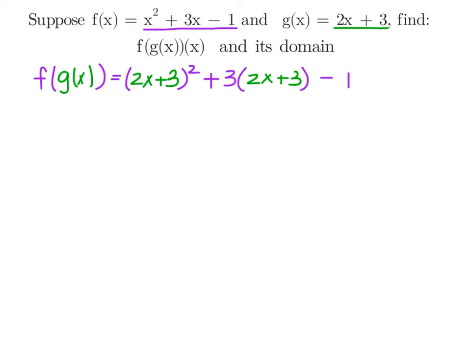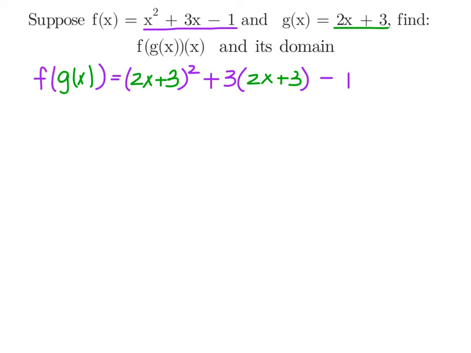And here's how I start this problem. I consider g of x as a function in green right here, and I am going to plug that 2x plus 3 in for wherever I see an x in my f of x, because f is the thing on the outside. So that means that g of x is my input. So I'm going to put a 2x plus 3 and square it, because that's the first term in f of x, and I'm going to add 3 times 2x plus 3, that quantity, because f of x is plus 3x, and then I just subtract 1.